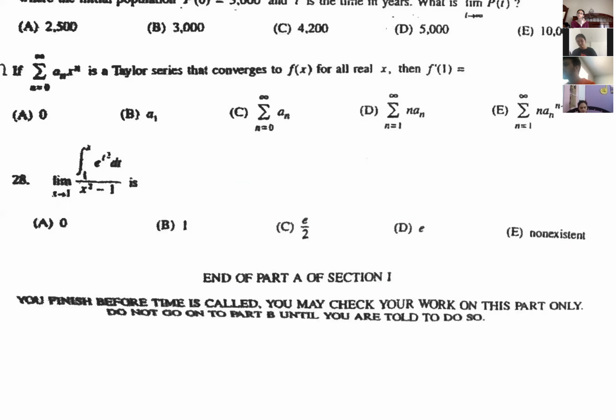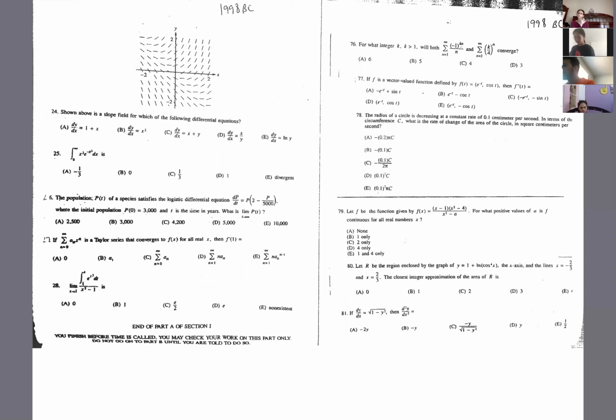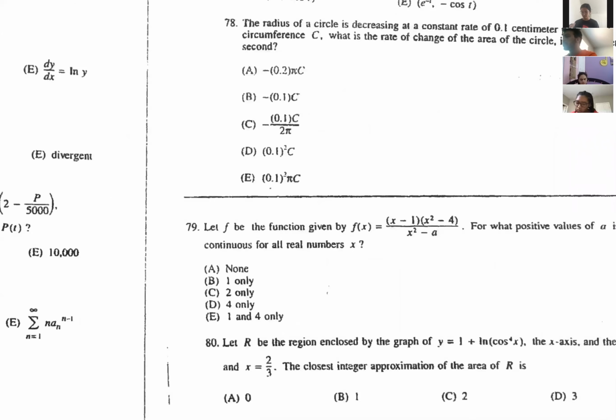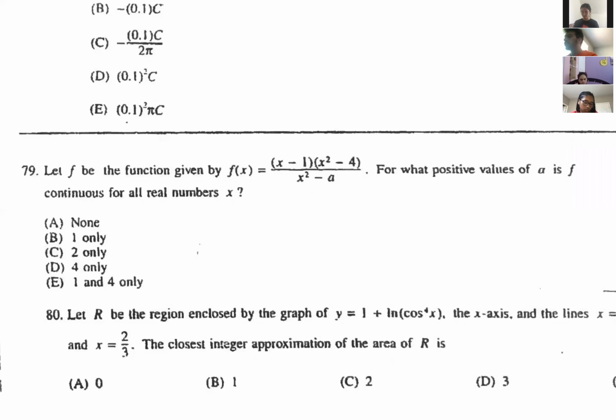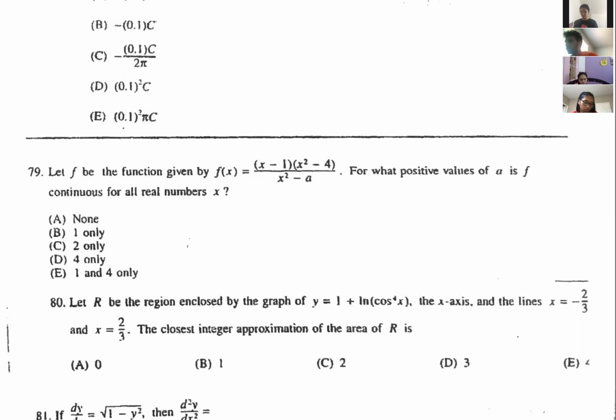Or actually, let me see. Anything, I forgot we had this on the right side. Questions on 76 through 81. Can you do 79, please? Let's do 79. Okay, so 79. For what value of A is F continuous?